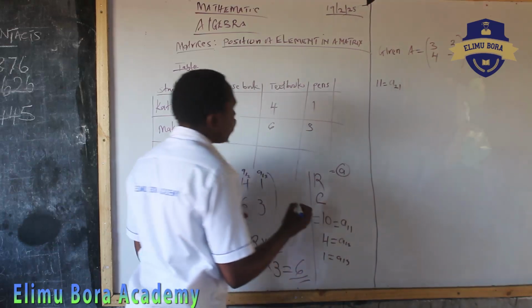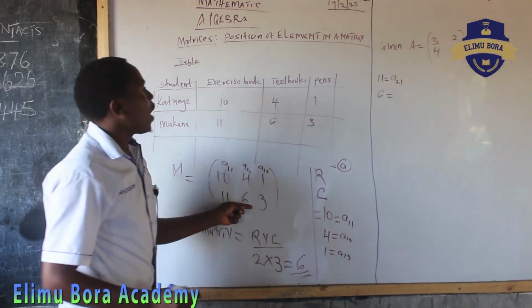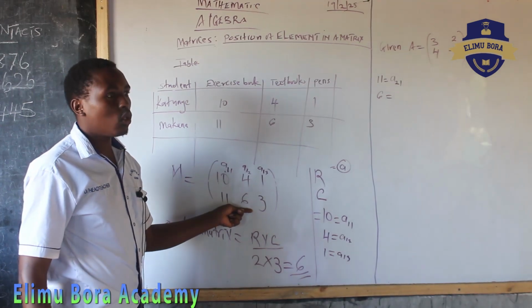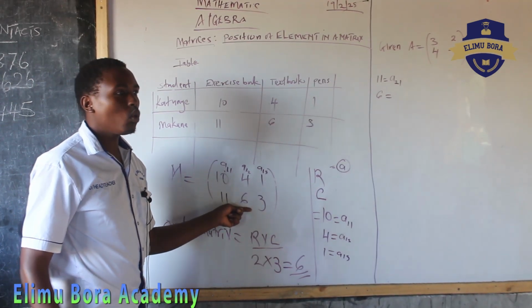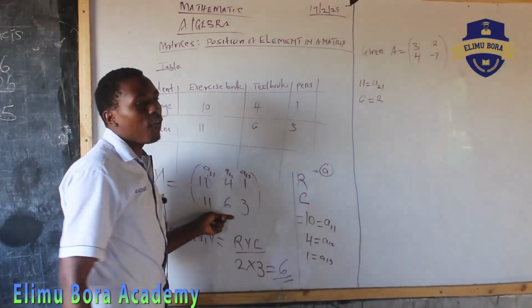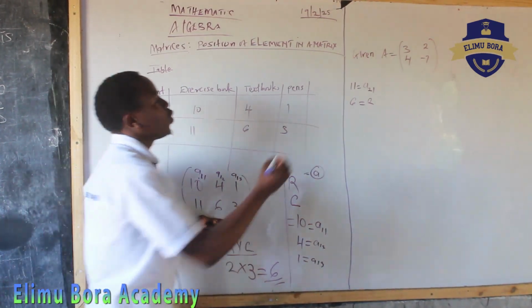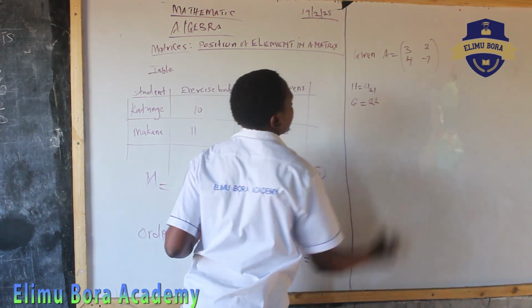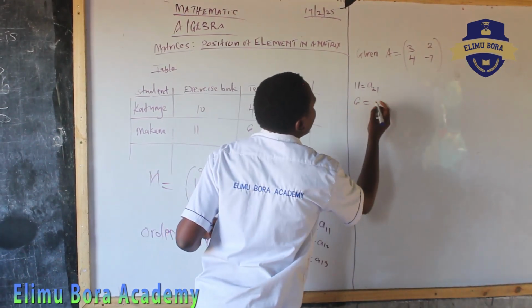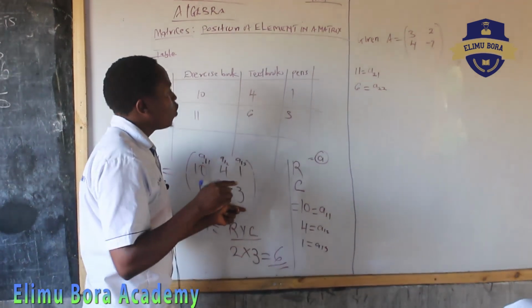Correct. Let's go to 6. The position of 6. Which row is this one, class? 2. Good. The column of it is what? 2. So we start with A, 2, 2.